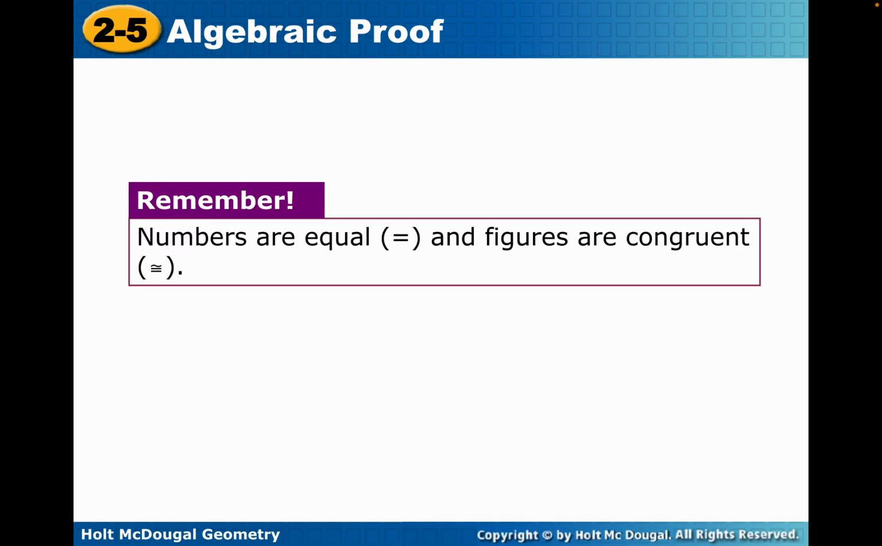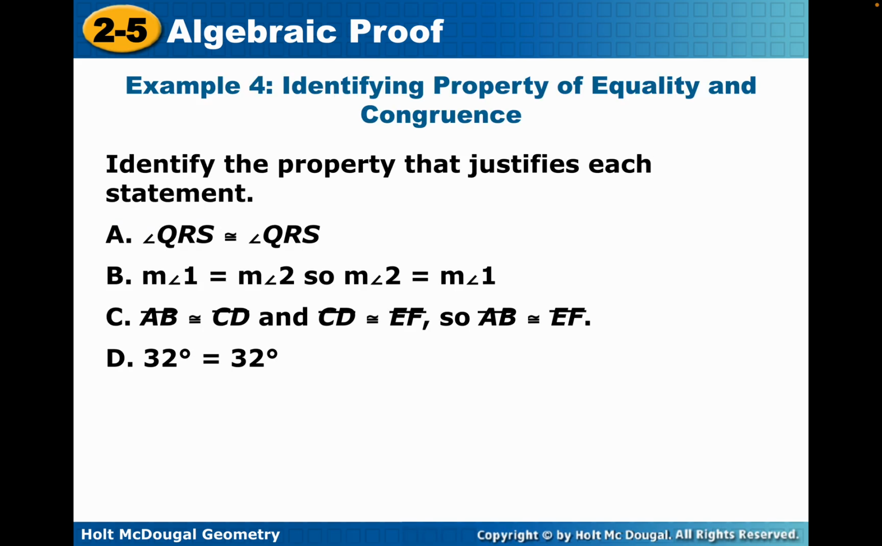Okay. All right, let's see if we can remember these. Identifying the property that justifies each statement. All right. Who can tell me what angle QRS is congruent to angle QRS? What property was that? That works as reflexive. Perfect. All right, Jordan, what do you think B? Symmetric. There you go.